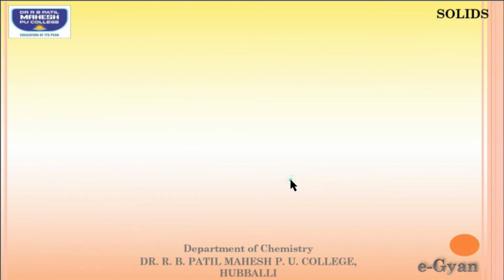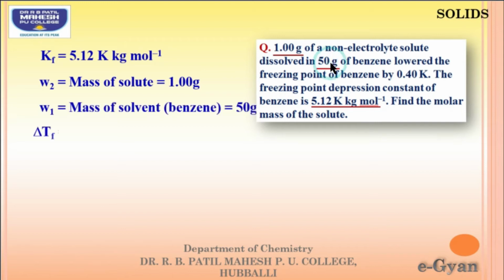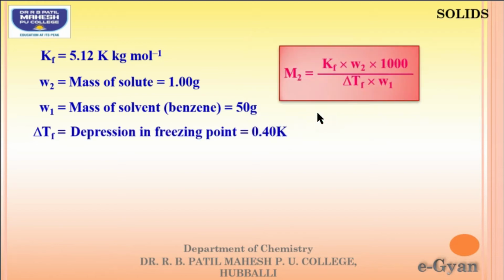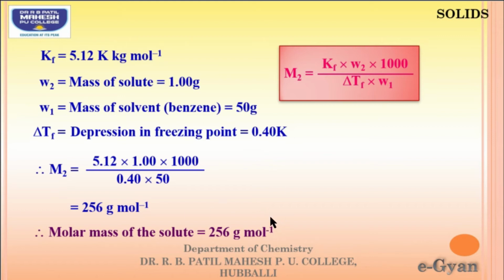Kf value is 5.12 kg Kelvin per mole. W2, the weight of the given solute, is 1 gram. W1, the mass of the solvent benzene, is 50 gram. Delta Tf, the depression in freezing point, is 0.40. Substituting, M2 is equal to 5.12 into 1 into 1000 divided by 0.40 into 50. On simplifying, I will get 256 gram per mole, that is, the molar mass of the solute is 256 gram per mole.